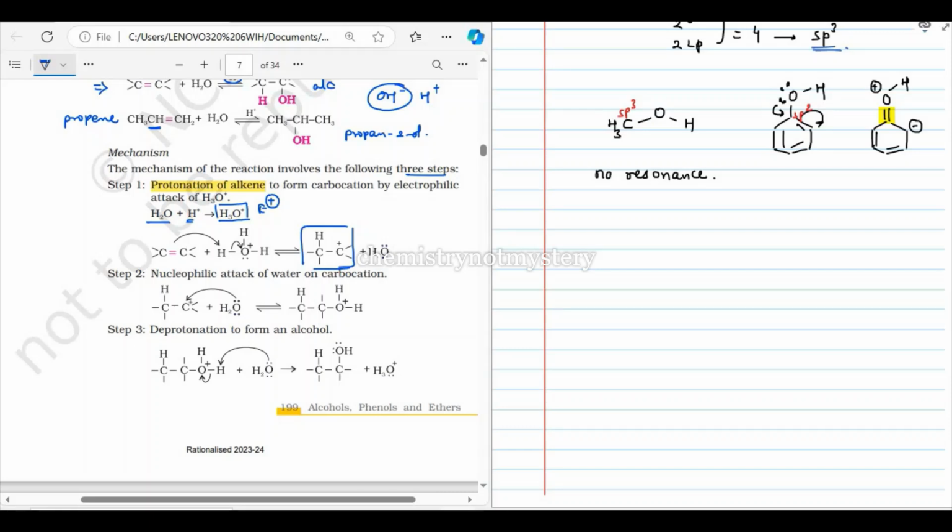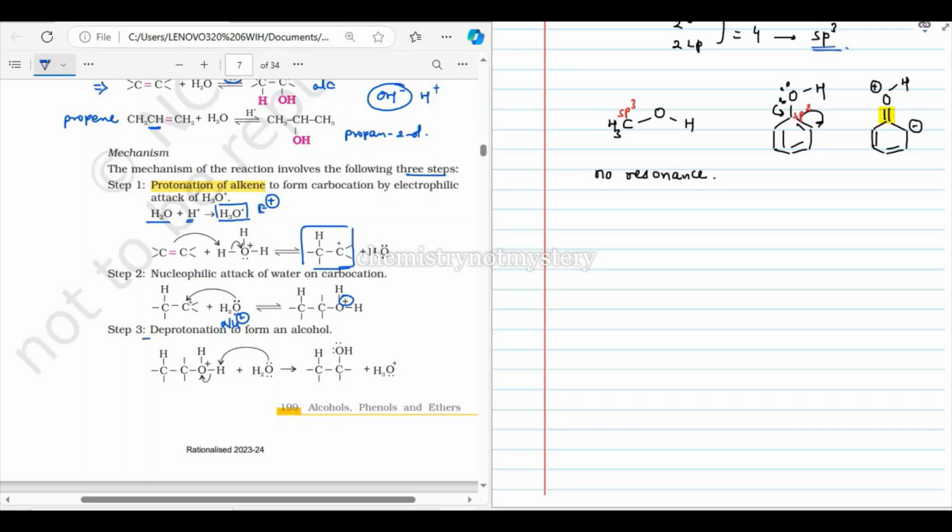In the second step, nucleophilic attack of water on carbocation. Now this water which has lone pair of electron acts as a nucleophile. So when it attacks on the formed carbocation, here you can see water donated lone pair to the carbocation. That's why oxygen has developed positive charge.